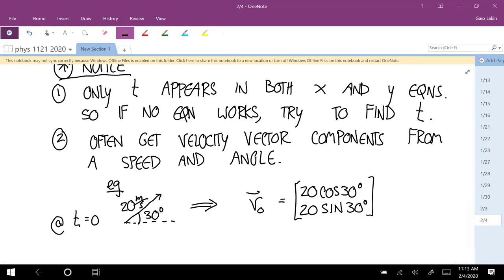So the problem will say, okay, this ball is thrown from a height of 2 meters at an angle 20 degrees below horizontal or whatever, and with a given speed, and you use that to find those initial velocity components.